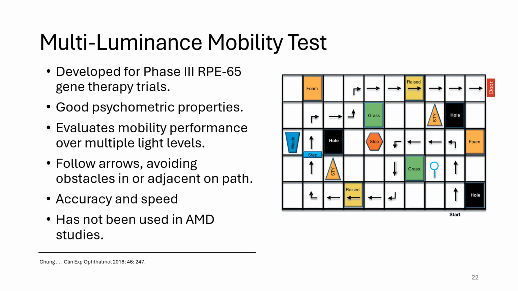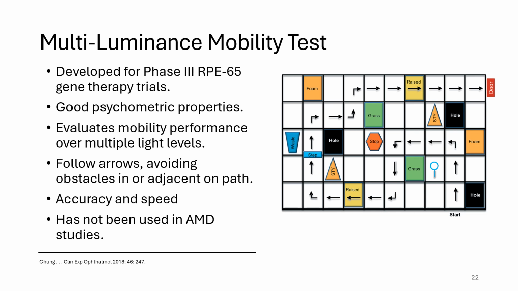I'd like to now tell you about another daily life test that could potentially serve as an outcome measure in AMD studies, namely mobility. The test pictured here is called the Multi-Luminance Mobility Test. It was actually developed for use in the Phase 3 RPE65 gene therapy trials. It was successfully used there as a beneficial outcome. It evaluates mobility performance in a real-life mobility course, or maze.